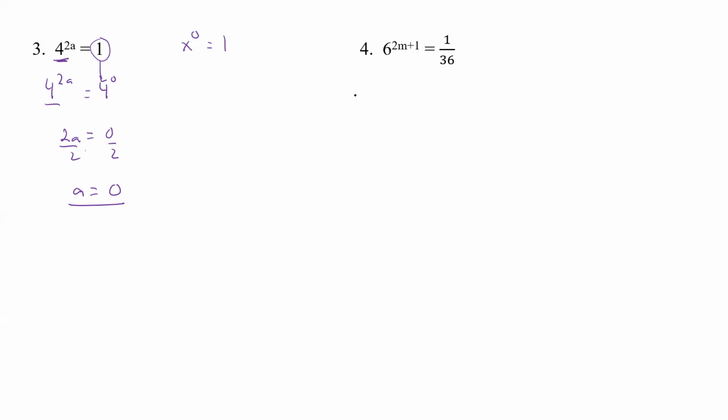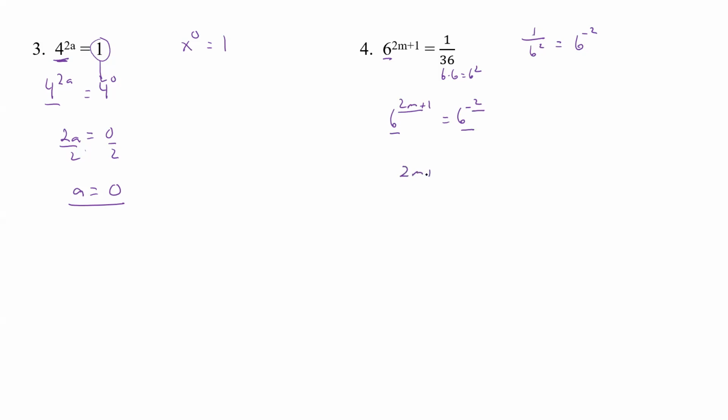All right, what about the next one? Well, here we have something base 6. Here we have something 1 over 36. Well, what do we know about 36? Well, that's 6 times 6, and we know that that means it's 6 squared, and it's in the denominator. Well, if we put it in the numerator, then we would have the same base. And so 1 over 6 squared is equal to 6 to the minus 2, because we take it to the top and change the sign, and we get the same base. Then we have 6 to the 2m plus 1 equals 6 to the negative 2. Same bases now, so now we just set those equal.